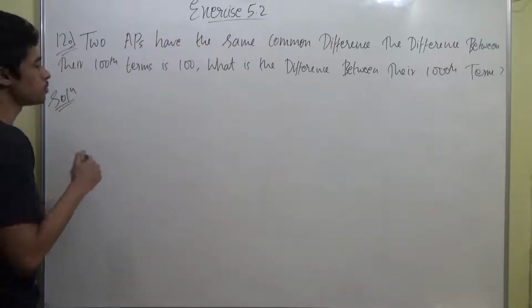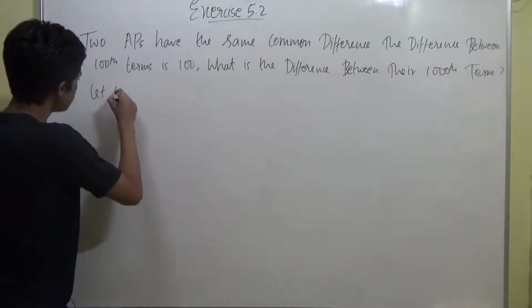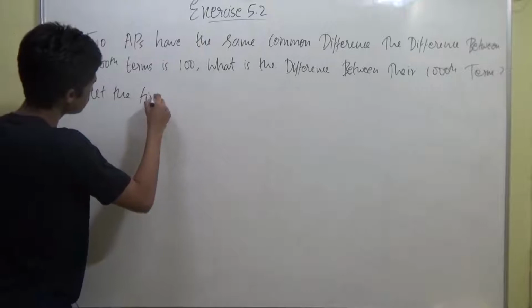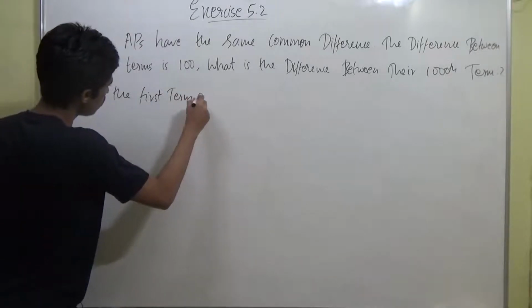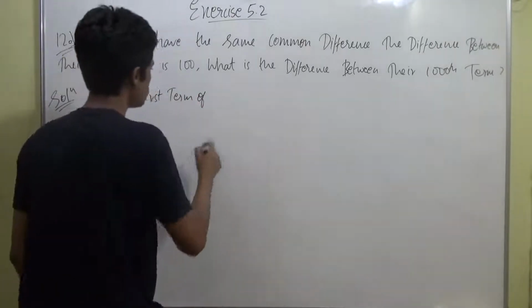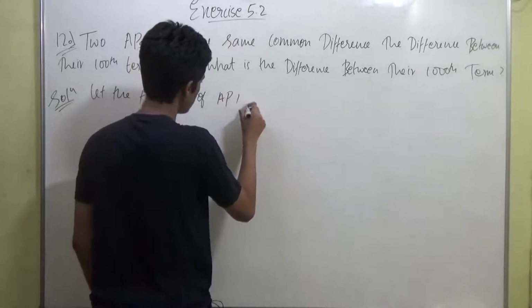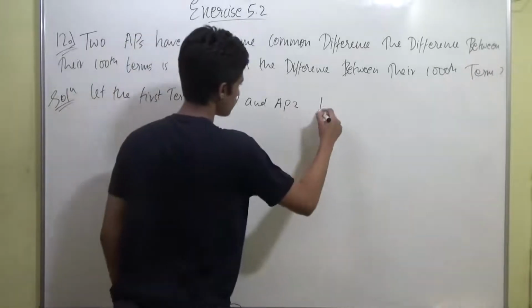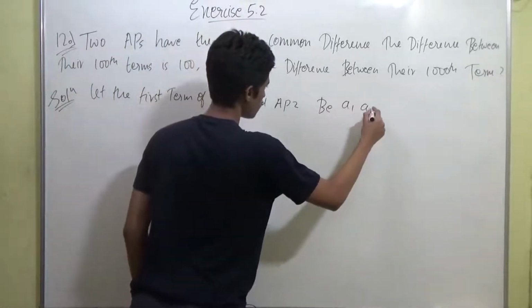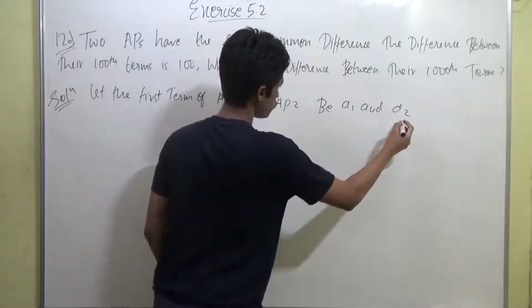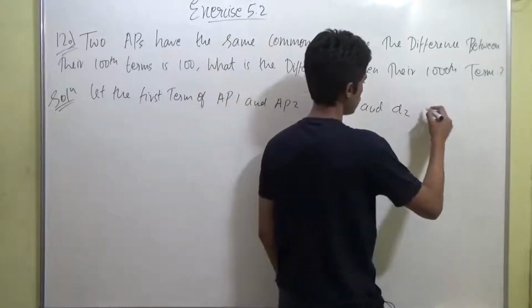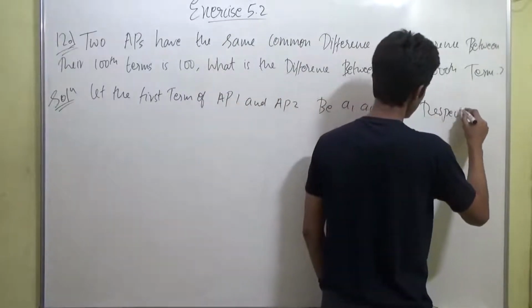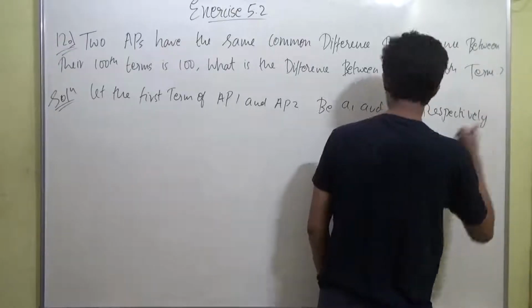First, let's assume, let the first terms of AP1 and AP2, that is the first and second AP, be A1 and A2 respectively. Done.